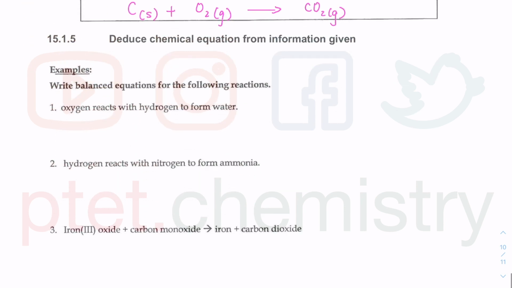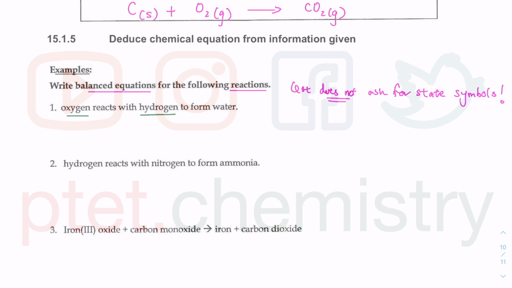Moving on to the next part. They want us to write balanced equations for the following reactions. They haven't asked for state symbols. If a question does not ask for state symbols, we don't have to worry about it. Only when the question specifically asks for state symbols, which you know how to write, will you need to include them.